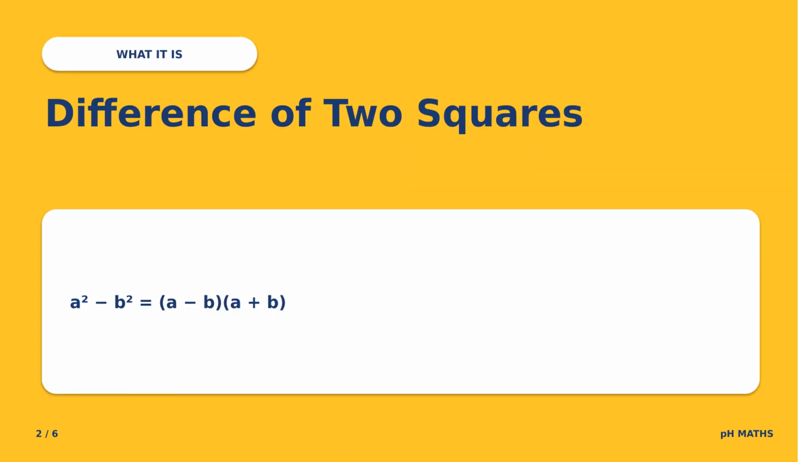Definition: a squared minus b squared factorises to (a minus b) times (a plus b). That's the entire rule. Two squared terms subtracted become two brackets, one with minus, one with plus, same two letters in each. Symbol pattern that, once you've memorized it, you will see everywhere.